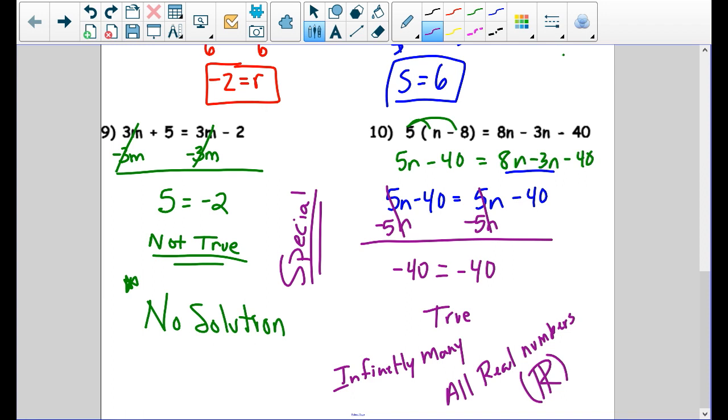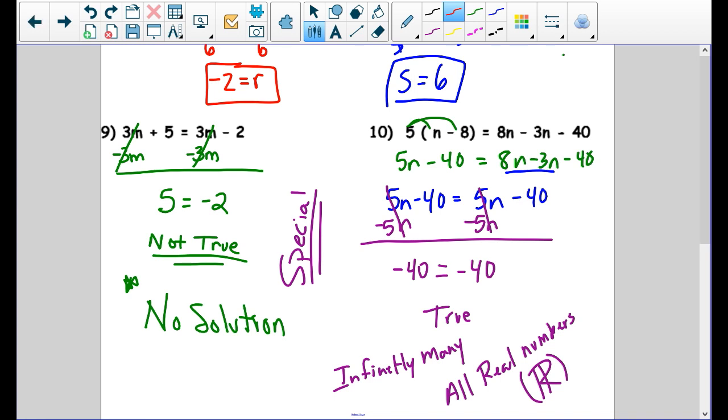And again, you may have noticed here, once I combined these at 5n minus 40, 5n, at some point, you're going to have the same thing on both sides. So, as soon as you notice it's the exact same on both sides, you can see that that's a true statement for all real numbers. So those are your two special cases there. No solution, infinitely many.